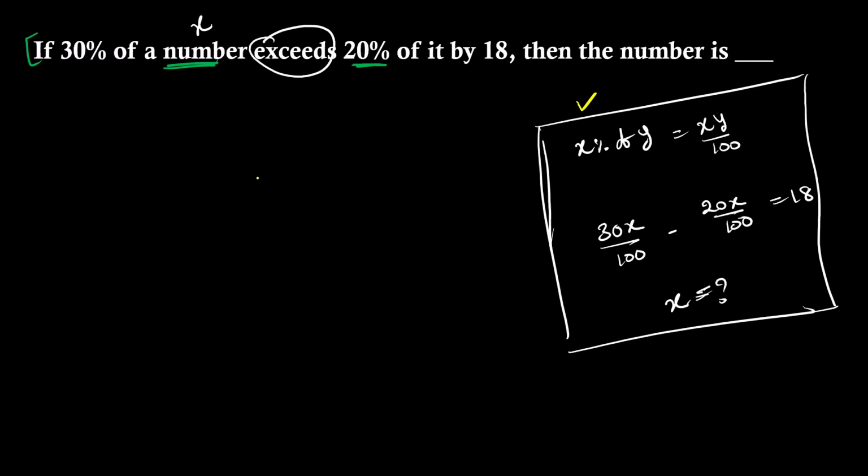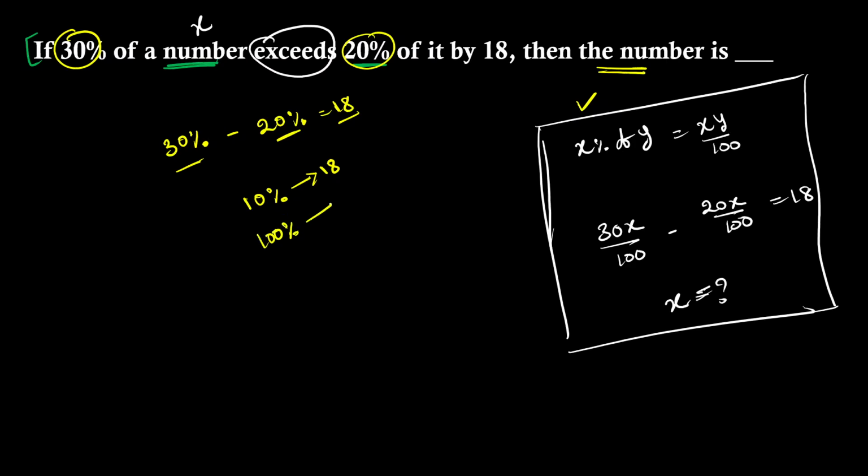I want you guys to remember this one as well. 30% of a number, 20% of the same number. Difference between these two is 18. So 30% and 20%, difference between these two is 18. When the given percentages are about the same number, you guys can simply consider it this way. 30% minus 20% being 10%. If 10% is 18, then the number is nothing but 100% of the same. Clear? The number in terms of percentage is 100%.